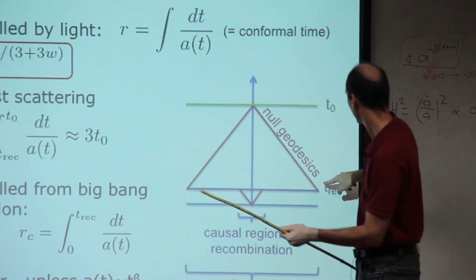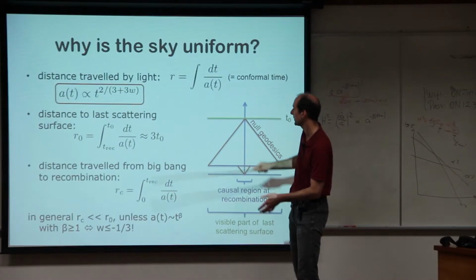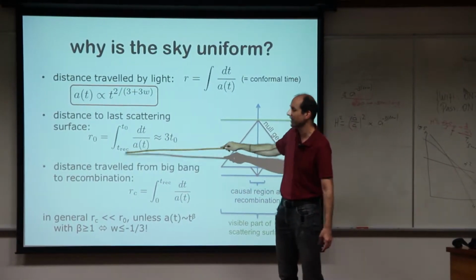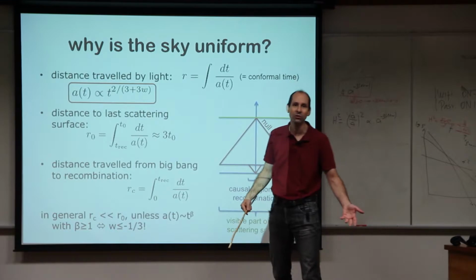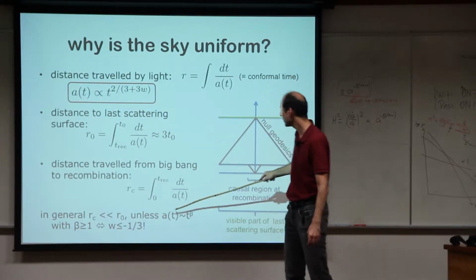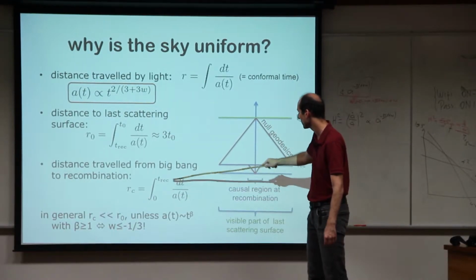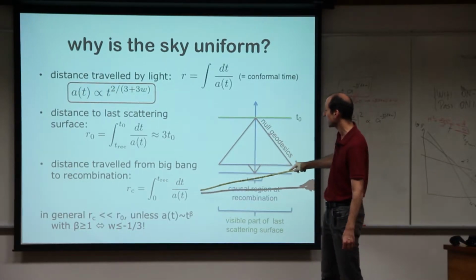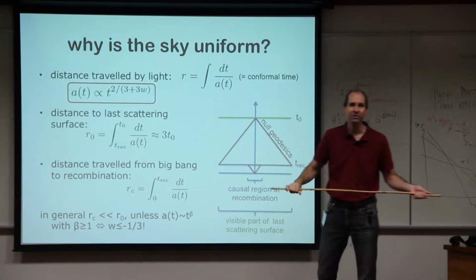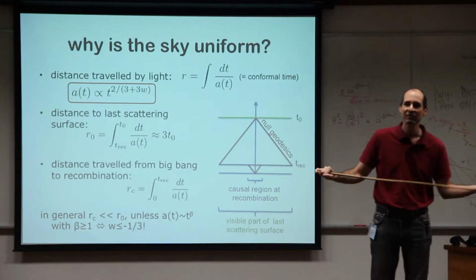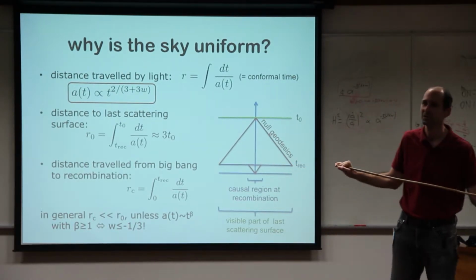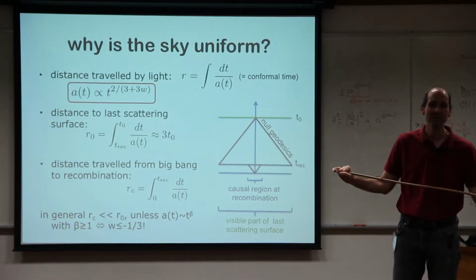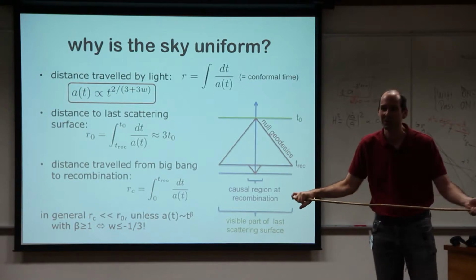from, so this distance here is about 3 times T0, because T-rec you can basically take 0, it's so small. But you also find that the distance from 0 to T-rec is the same integral, and it's much, much smaller, except when is this not small? I mean, just fundamentally now, without looking at w at first. Well, it's not small if the integral doesn't converge.